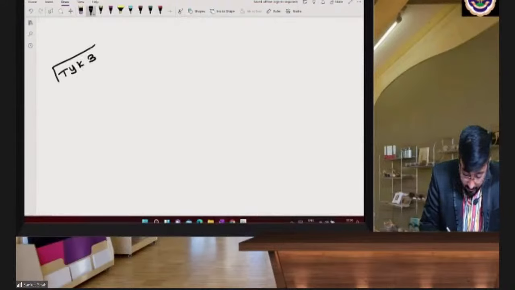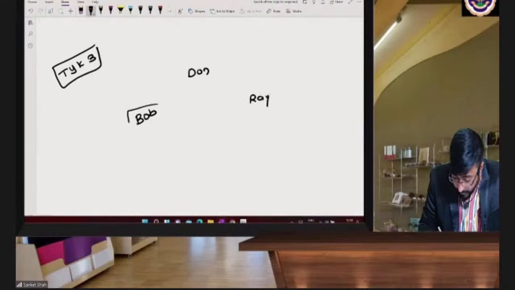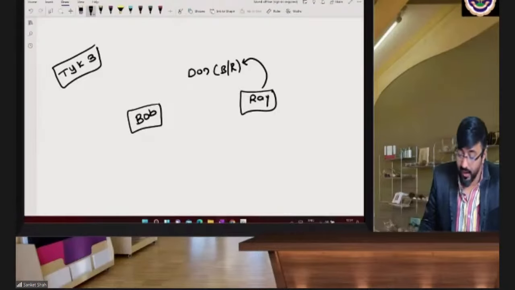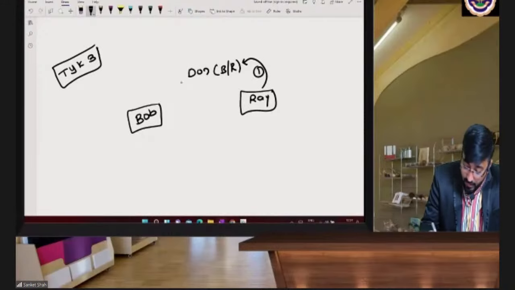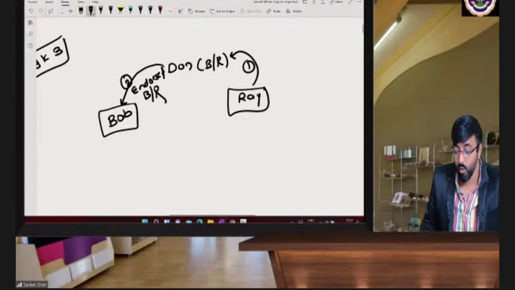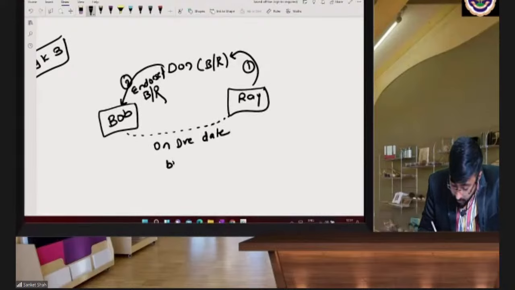Understand, here are Don, Bob, and Ray. From Ray, he received bills receivable, and then he endorsed it. Now what happened? On the due date, the bill was dishonored.